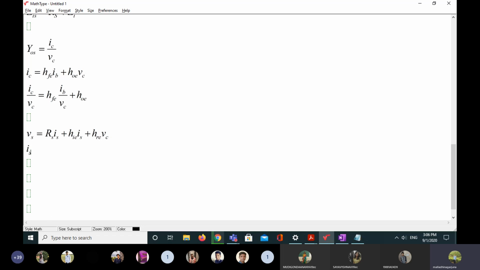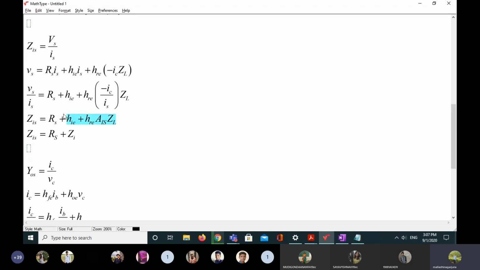Then I wrote IS divided by VC equal to minus HRE divided by RS plus HIE. This is my derivation part. But if you see the derivation part, where did you find that ZI value? Here we find the ZI value in the input impedance, current gain or voltage gain, where by taking the source transformation or some equation we have some ZI parameter.